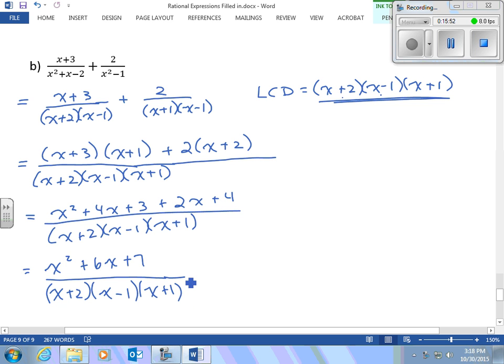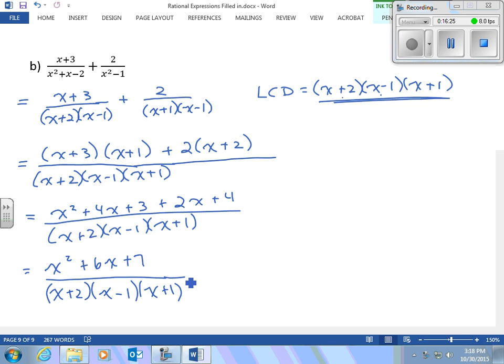We could look at the numerator and see if it factors. It looks almost like it would because I've got 7 at the end, which I could get by multiplying 1 and 7, but that wouldn't give me a positive 6. They'd have to both be positive or both be negative to multiply to 7, and I can't, with them both positive or both negative, get a 6x as my middle term. So this is simplified as far as it will go.